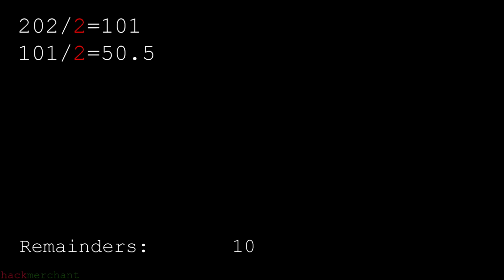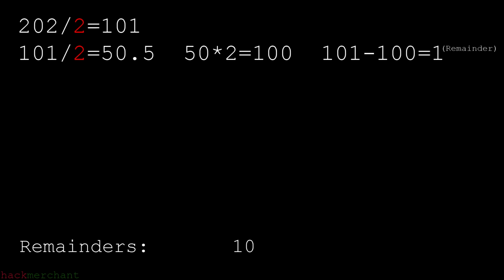Now, if you're confused on how we get 1 as a remainder, here is the math to understand how we got a remainder of 1. So we take 50 without the 0.5 and multiply it by 2, and we get 100. Then we take 101, our dividend, minus 100, and we get our remainder, which is 1. And I'll place the math of how we get a 1 as a remainder each time we divide a number and get a remainder of 1.